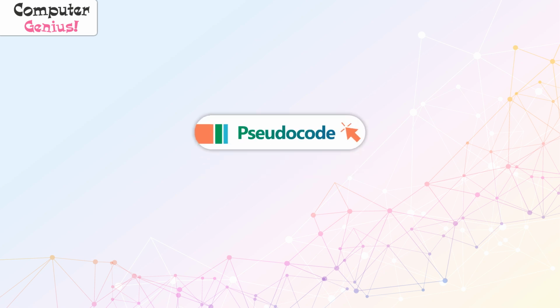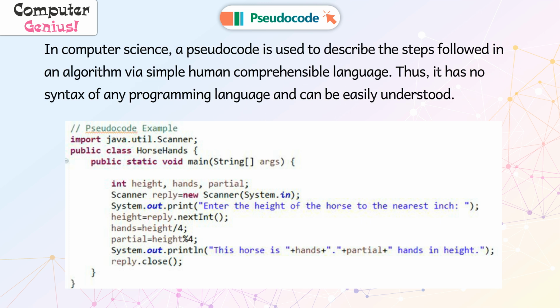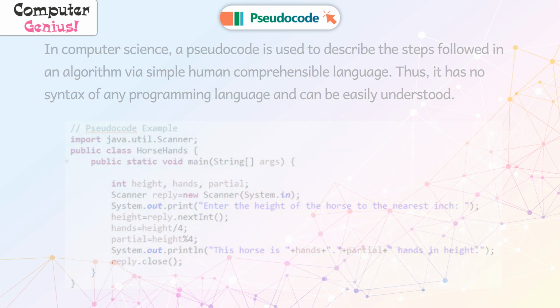Pseudocode. Pseudocode is a term which is often used in programming and algorithm-based fields. It is a methodology that allows a programmer to represent the implementation of an algorithm. In computer science, a pseudocode is used to describe the steps followed in an algorithm via simple human comprehensible language. Thus, it has no syntax of any programming language and can be easily understood.